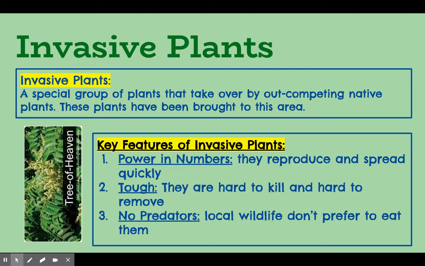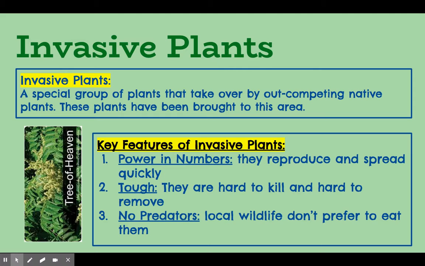So when we say they are outcompeting native plants, these key features that I'm going to be discussing at the bottom, numbers 1, 2, and 3, show how they outcompete us. It's kind of like they can beat native plants. So number 1 is power in numbers. They reproduce, and we learned about that last week with the seed, and how the fruits, nuts, and seeds that plants create help the plants continue to reproduce, and that means make more plants. So they reproduce and spread quickly.